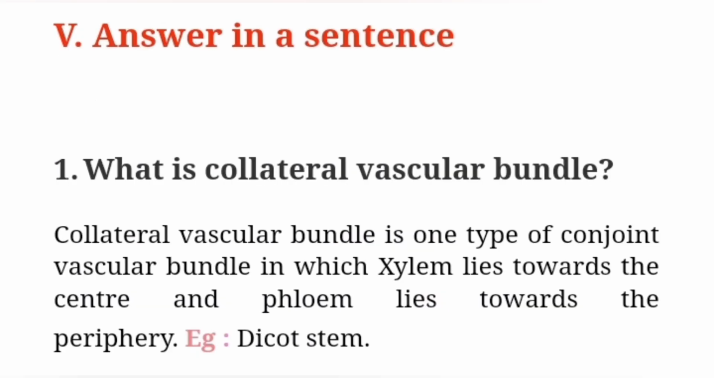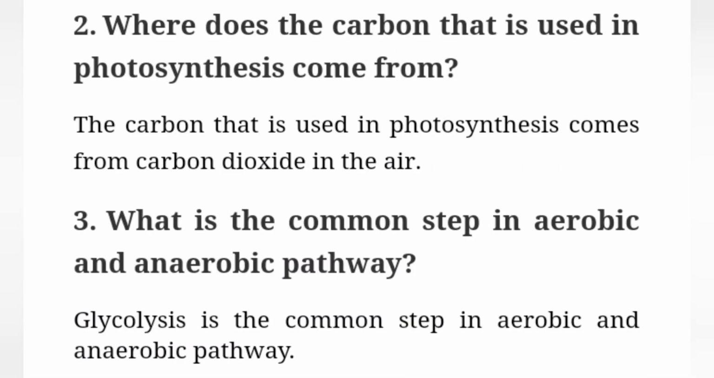Fifth Roman letter, answer in a sentence. First one, what is collateral vascular bundle? Answer: collateral vascular bundle is one type of conjoint vascular bundle in which xylem lies towards the center and phloem lies towards the periphery. Example, dicot stem. Second question, where does the carbon that is used in photosynthesis come from? The carbon that is used in photosynthesis comes from carbon dioxide in the air.